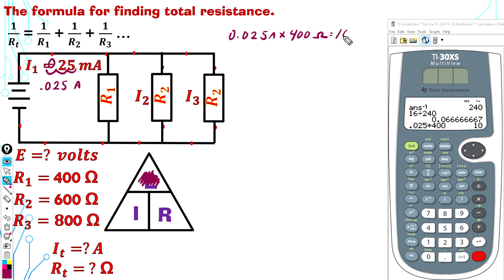And so that equals 10 volts. All right, so now I know my voltage. I'm just going to solve this one by calculating the current going through each branch. Well, actually, since I need to find the total resistance anyway, let's just go ahead and do that. All right, so I've got my 3 resistors here. So again, that's 1 over RT equals 1 over 400 plus 1 over 600 plus 1 over 800.